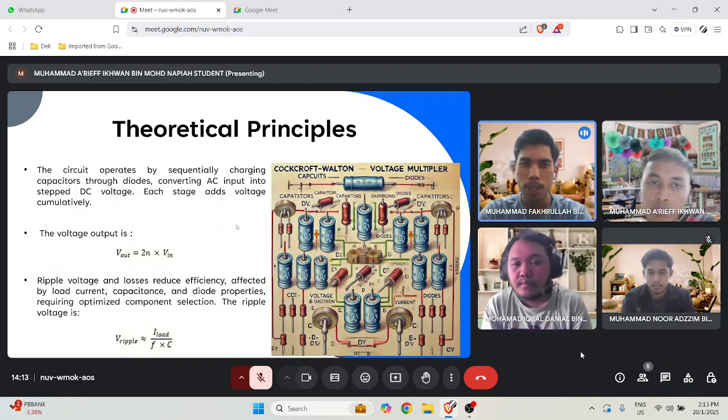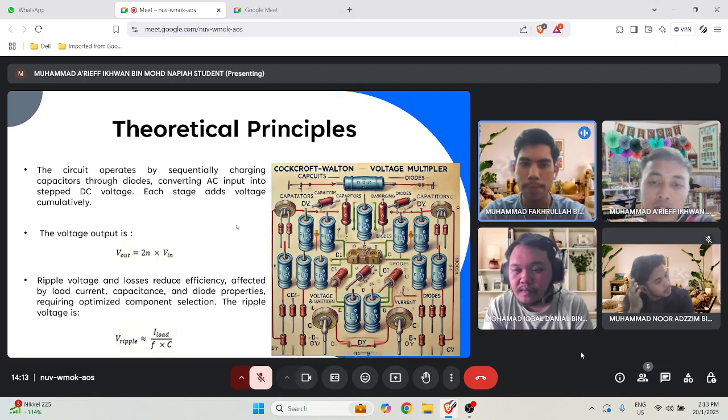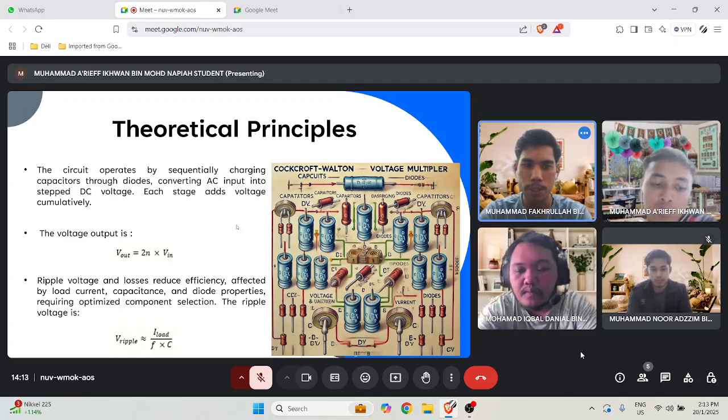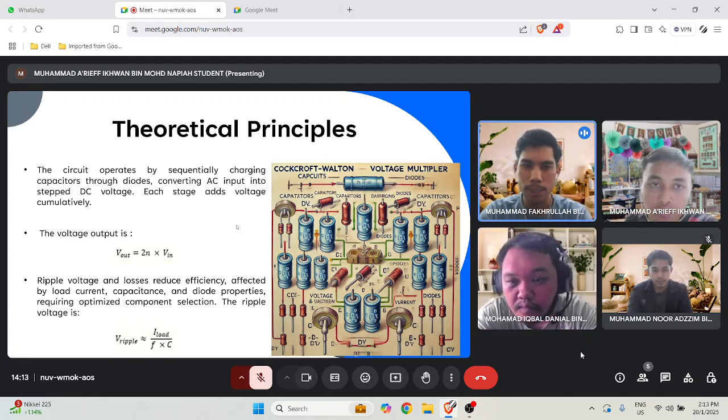The Cockcroft-Walton voltage multiplier is a circuit that increases an alternating current AC voltage to a much higher direct current voltage. It uses a combination of diodes and capacitors to achieve this. The circuit consists of several stages, with each stage having a capacitor and a diode. When AC voltage is applied, the capacitors get charged in a specific order through the diodes. Each stage adds more voltage to the total output, so the voltage increases with each additional stage.